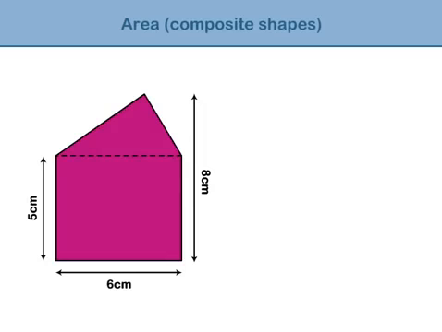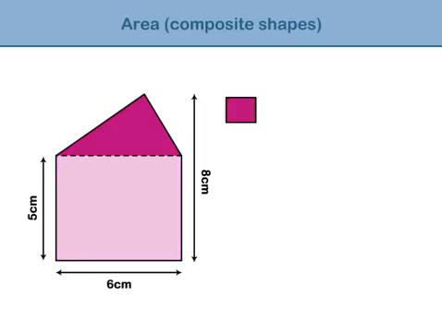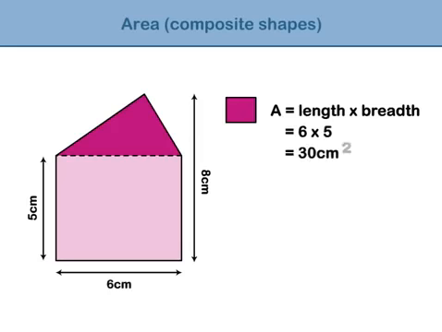First, find the area of the rectangle. Use the formula area equals length times breadth. Substitute the length and breadth into the formula, which gives us 6 times 5, which equals 30 centimeters squared.